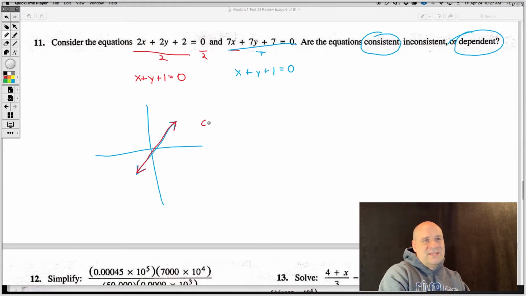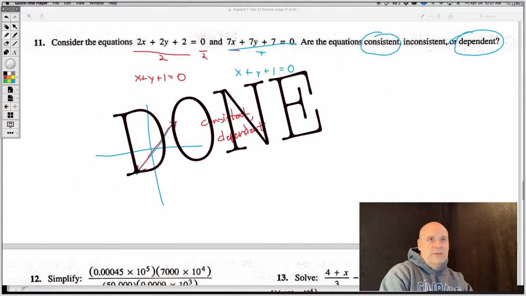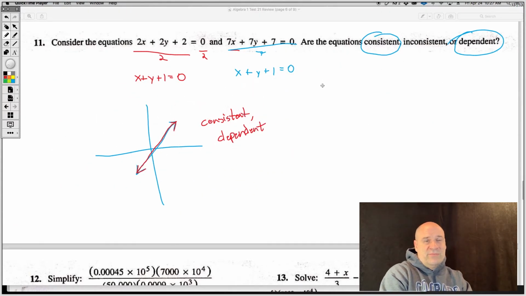So they're consistent because they're not parallel, but they're dependent. They're very clingy, all right? The other thing you could have done is solve by elimination or substitution, and then you would have gotten 0 equals 0. All your variables would have canceled. It would have been disastrous, okay? So this works, all right?